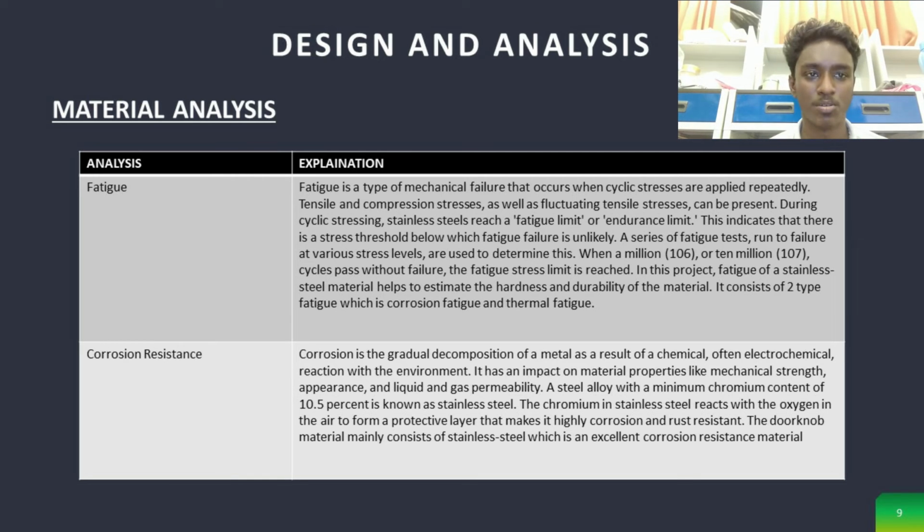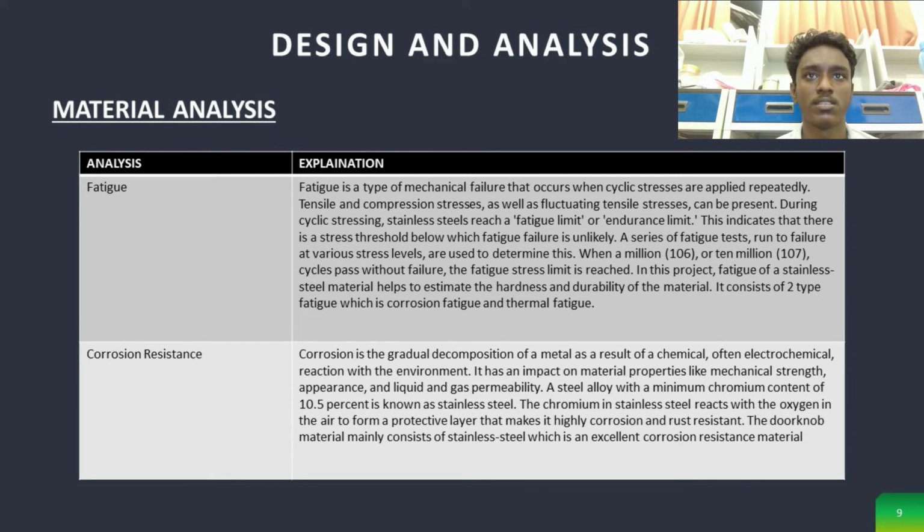Now we will see the 2.3 material analysis. Based on the material and design selection of the doorknob, engineering analysis needs to be done to determine the material capability, strength, and rotation effectiveness in order to avoid manufacturing errors in production. In this project, the material chosen for construction of the doorknob is stainless steel.